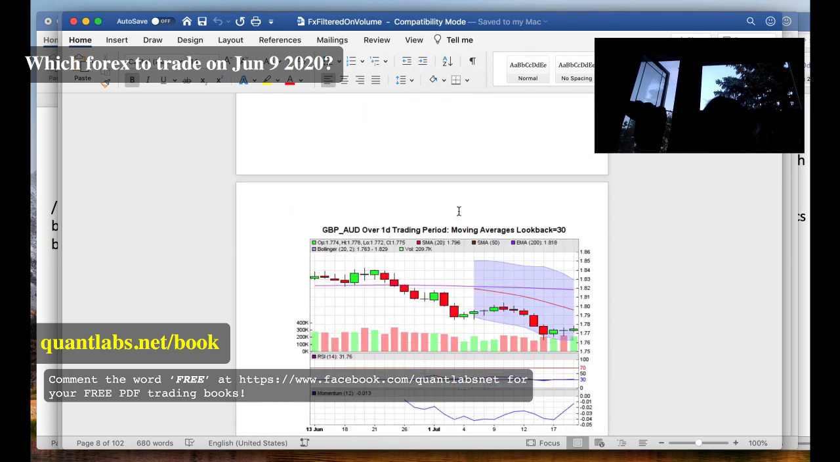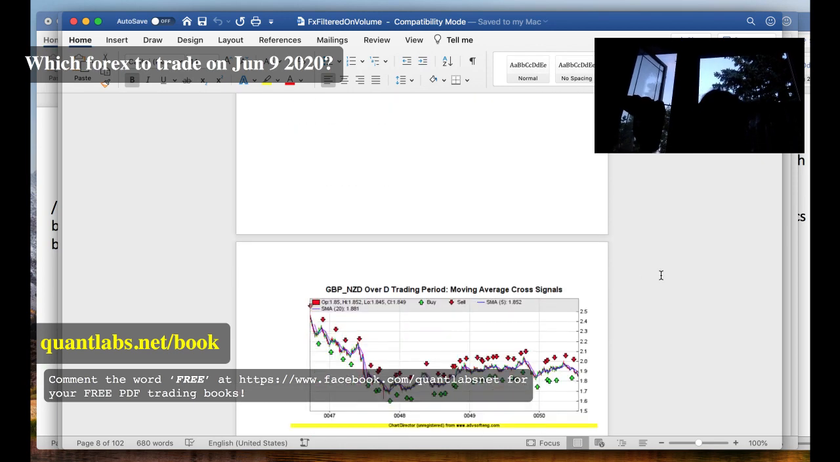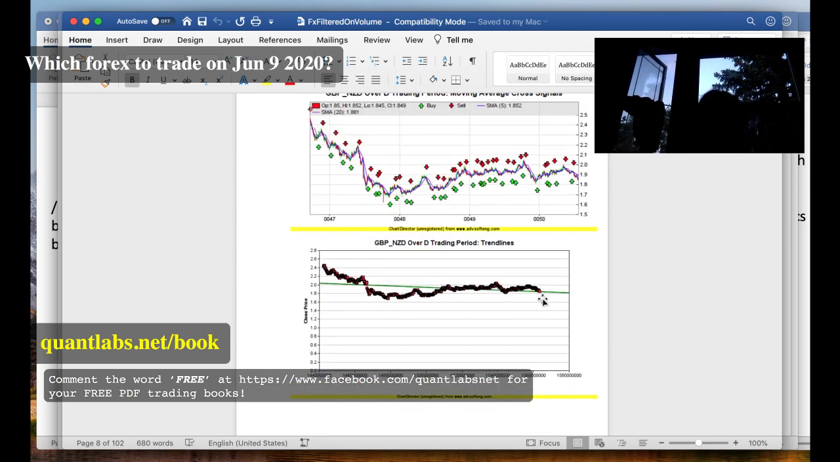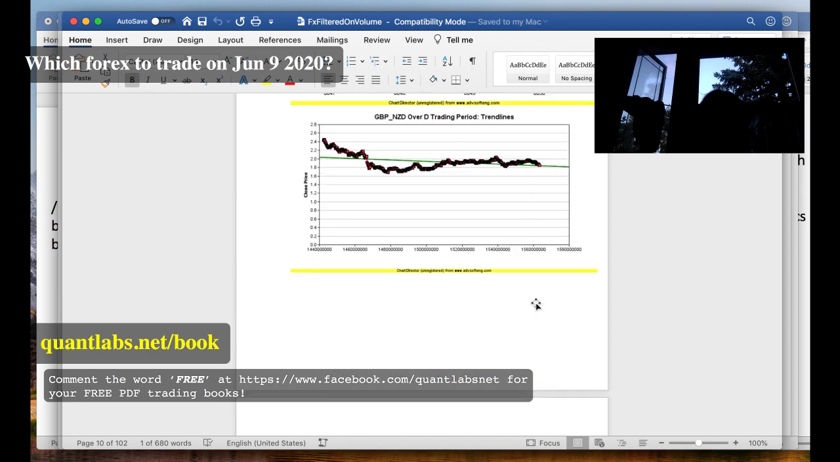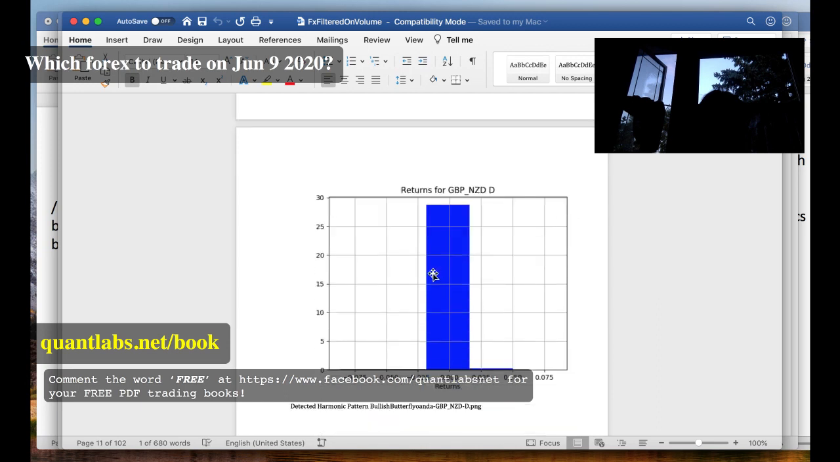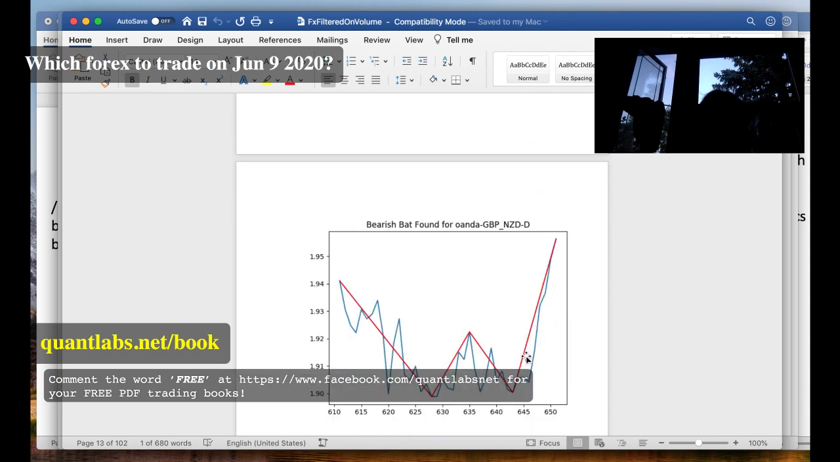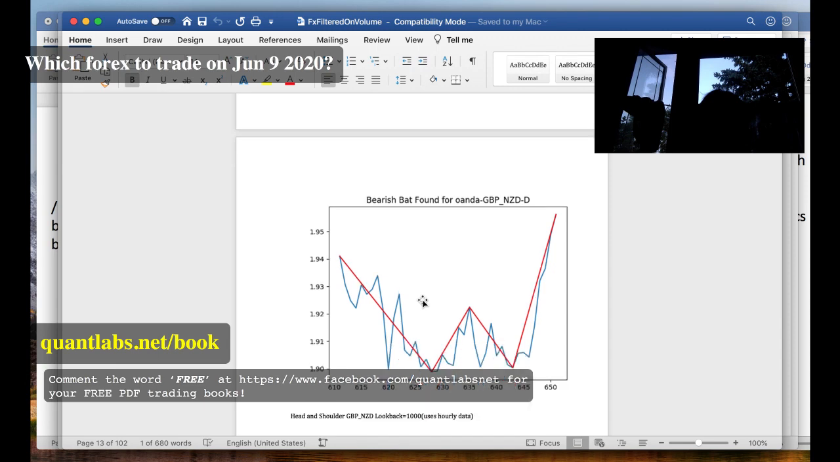So here we have the GBP against the Australian dollar. Now we have the GBP against the New Zealand dollar. So a slight downtrend. Here's the thing. It's peaking and it's dropping below. So this may be actually a slight shorting opportunity. It looks like it is with the Fibonacci's. I would say we definitely have more negative side with these daily distributions. We have here a bullish butterfly and a bearish bat. Okay.